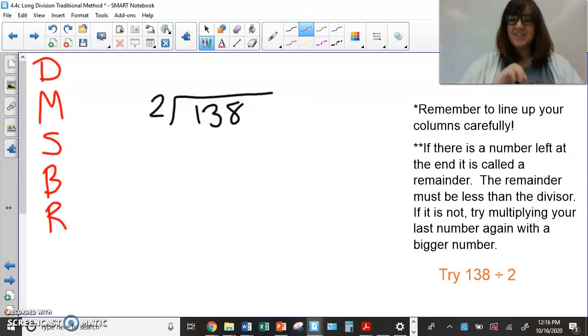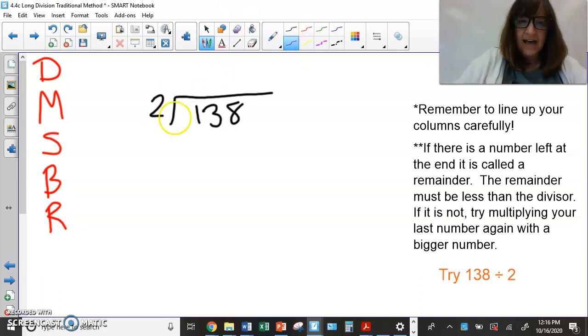Okay? So in this problem, you'll notice something. I can't divide 1 divided by 2, okay? It goes into it 0 times. It's not possible. So instead of doing 0 right here, I am now going to look at the number 13 because I can't just divide 1 by 2, but I can divide 13 by 2, okay?